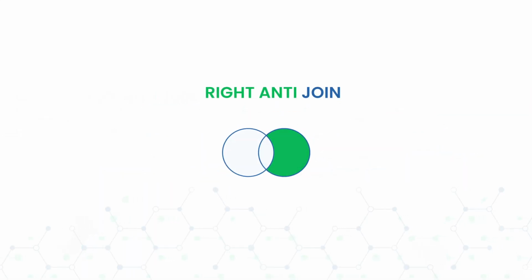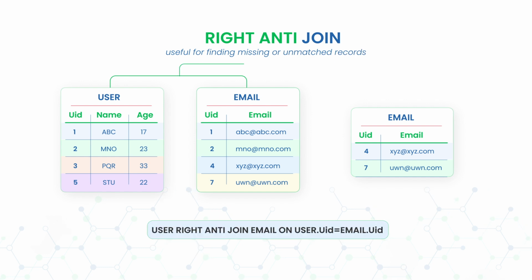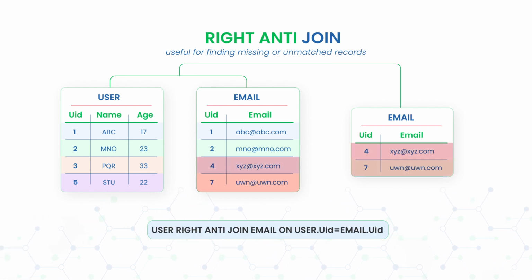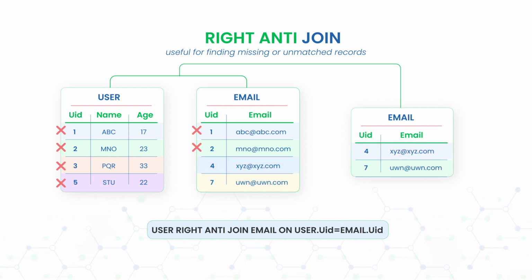Last one, the right anti-join, the exact opposite of left anti. It returns only the rows from the right table that have no match in the left. With user and email, this gives you UIDs 4 and 7. These are email records with no associated user in the user table. Maybe they're orphaned records, maybe users were deleted. Right anti surfaces them instantly. Select right anti in the dropdown, same steps.